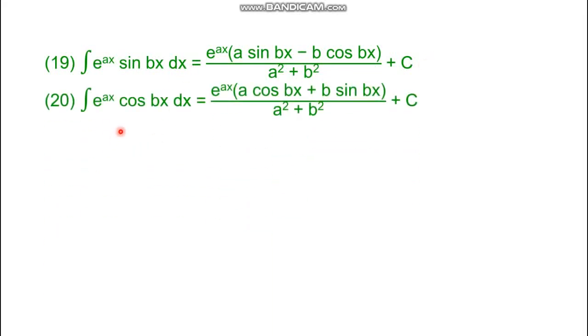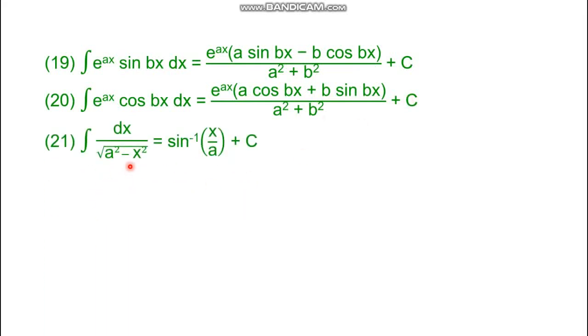And then integration of e to the power ax into cos bx, where a and b are constants, in that case the same ratio, just the plus sign becomes minus and the sine and cos interchange their positions. So it is exponential ax into a cos bx plus b sin bx, and in the denominator the value is the same, a squared plus b squared, and then finally it would be added with some integration constant.